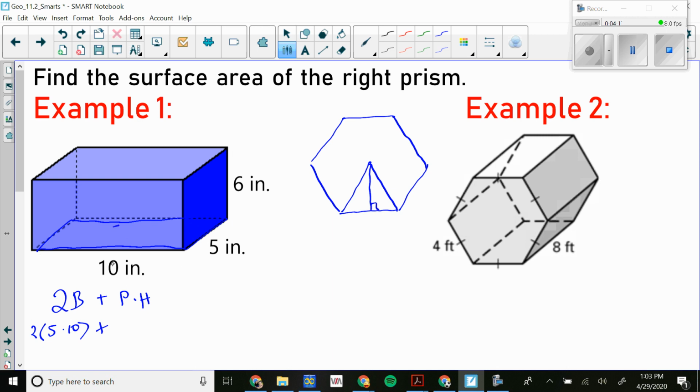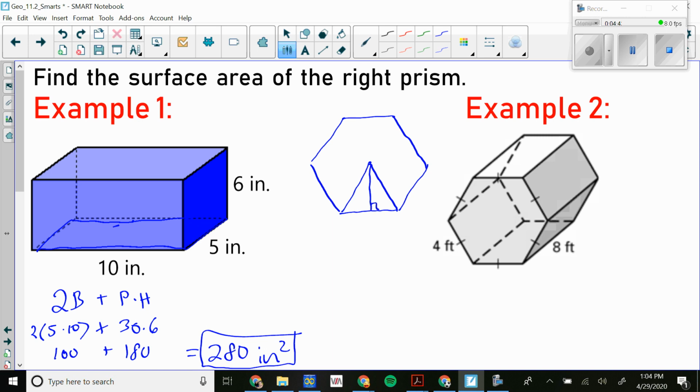That's 10 and 10 is 20. And then 5 and 5 is another 10. 20 plus 10 is 30 for the perimeter. And the height of this is 6. So here 2 times 5 times 10 is 100, plus 30 times 6 is 180, and if you put those together, 100 plus 180 is 280. And this is inches, so inches squared since we're talking about area.